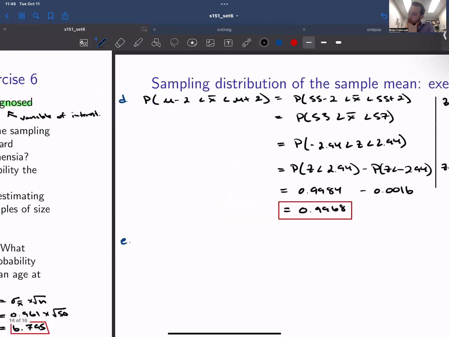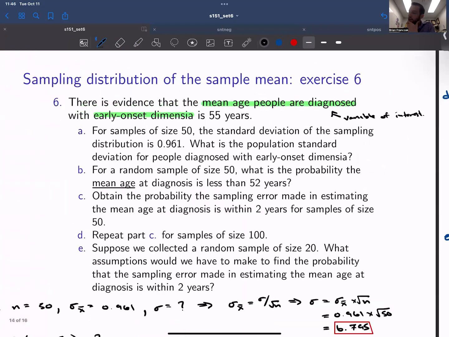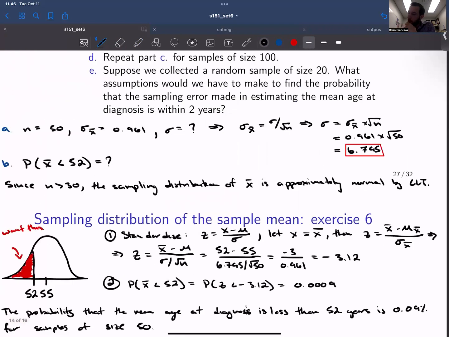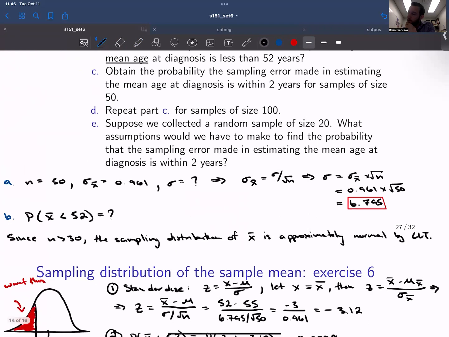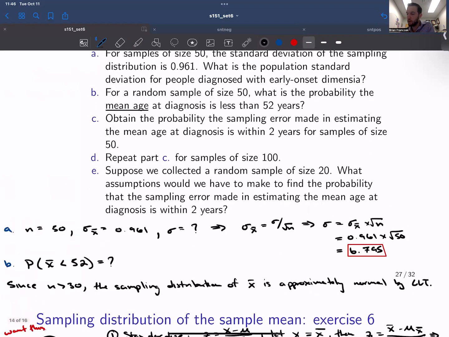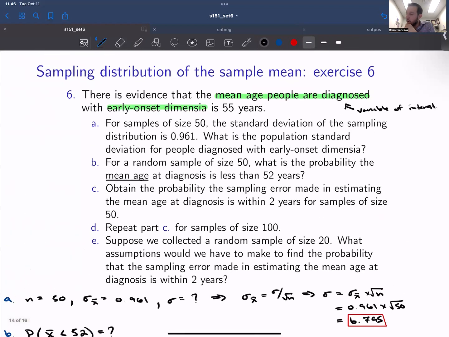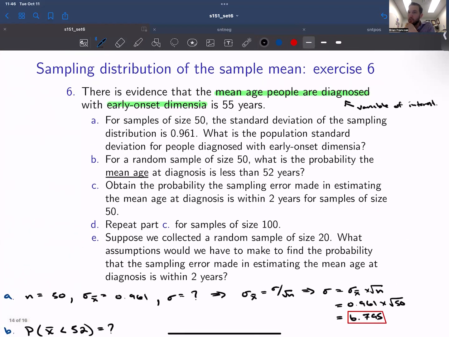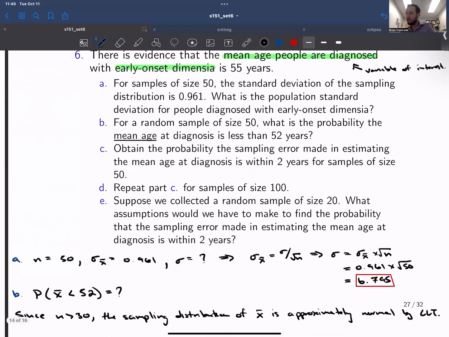Okay, in part E, it says, suppose we collected a random sample of size 20. What assumption would we have to make to find the probability that the sampling error made in estimating the mean age at diagnosis is within 2 years? So basically, if I only had a sample of size 20 now, how can I still perform the calculations in part C and part D? What would I have to assume?